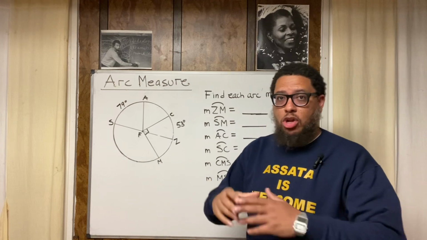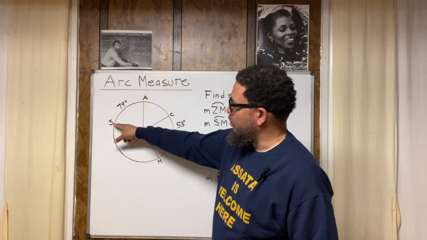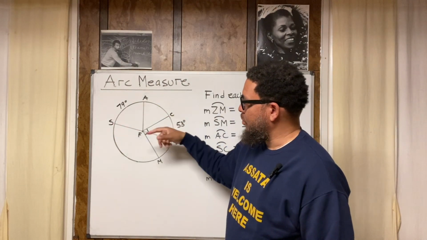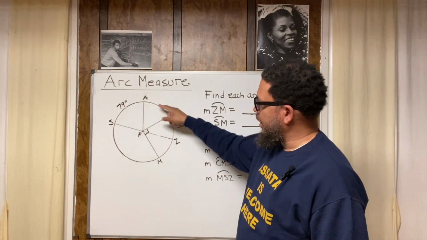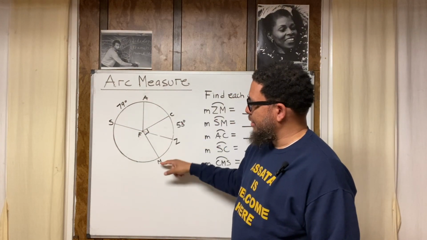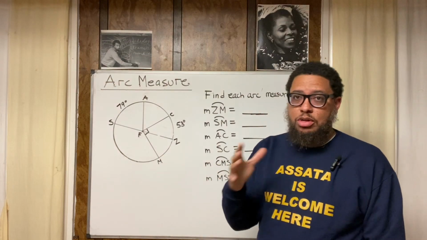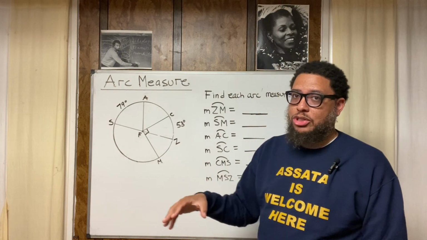And then you have larger arcs that overlap. So I could go from point S to point C, that would be arc SC. I could go from point S through Z to M, SZM. And there's two different types of arcs. You got minor arcs and you got major arcs.